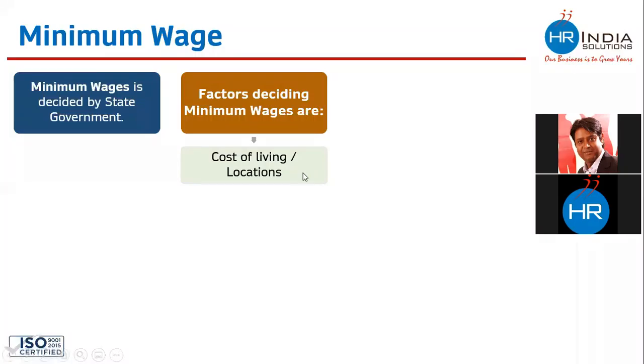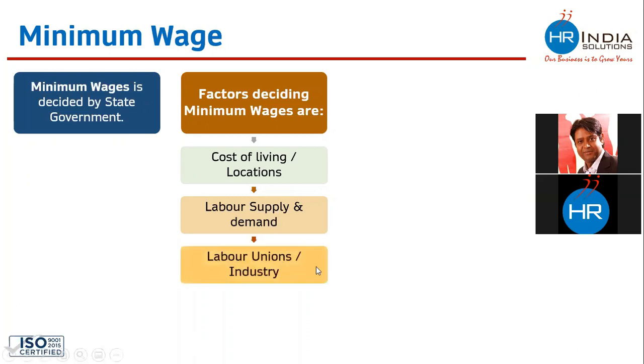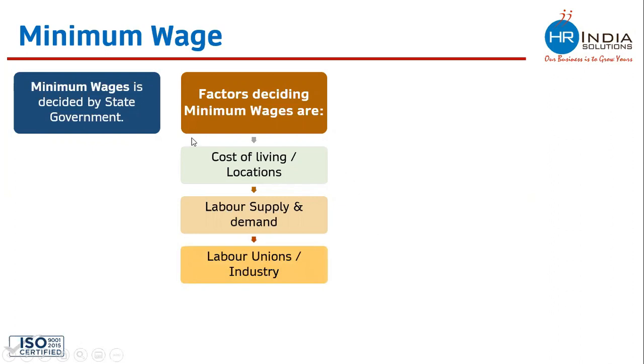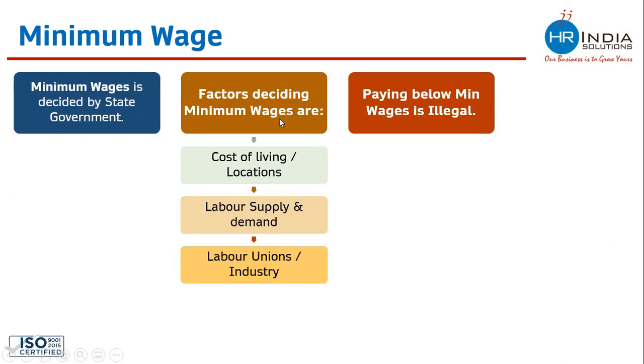Then there are other factors, such as the cost of living of that state for the previous 5 or 10 years. Then it also depends upon the labor supply and demand of that specific workforce or scheduled employment, you can say. It also depends upon the labor unions and industry. So all these factors play an important role at the time of deciding the minimum wage of the state as well. And paying below minimum wage is illegal.